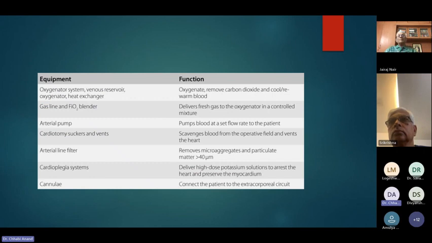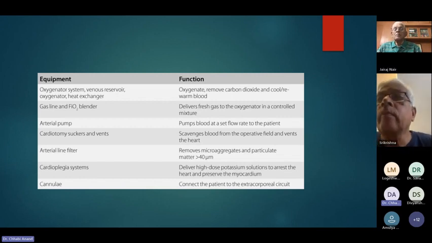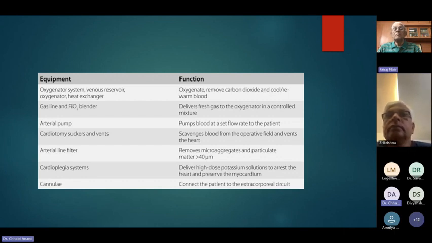These are the equipment and the functions of CPB. Oxygenator system: venous reservoirs, oxygenator, heat exchanger. The function is to oxygenate, remove carbon dioxide, and cool and rewarm the blood. Gas line and FiO2 blender deliver fresh gas to the oxygenator in a controlled mixture. Arterial pump pumps blood at a set flow rate to the patient. Cardiotomy suckers and vents scavenge blood from the operative field and vent the heart. Arterial line filters remove microaggregates and particulate matter more than 40 micrometers. Cardioplegia system delivers high dose potassium solution to arrest the heart and preserve the myocardium. Cannulas connect the patient to the extracorporeal circuit.